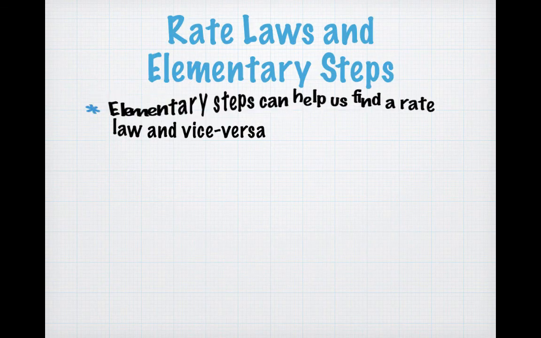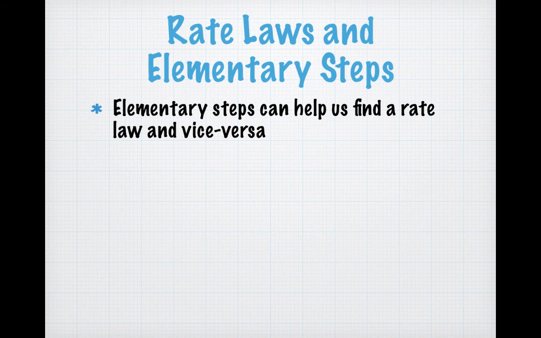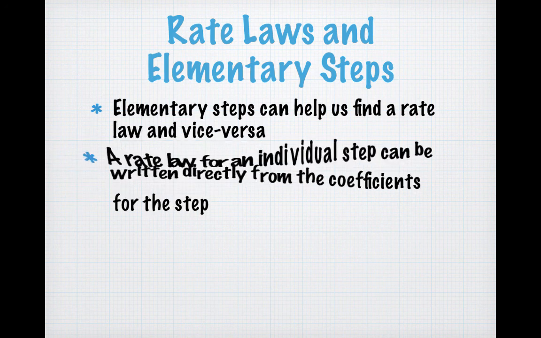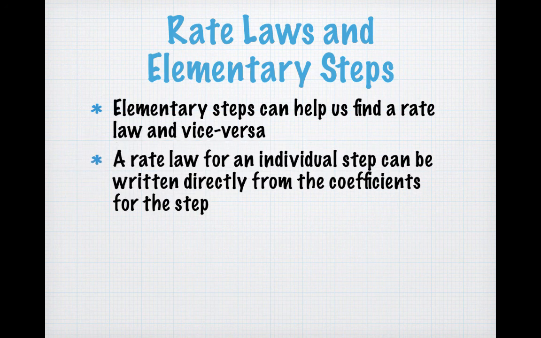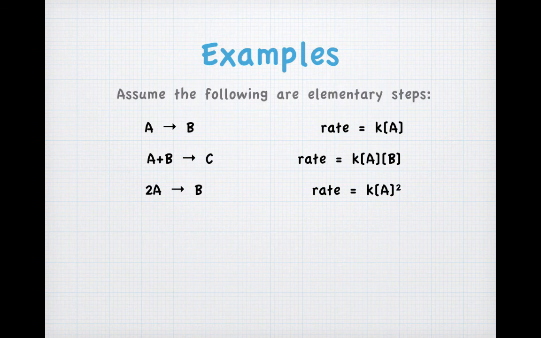I start off talking about rate laws and elementary steps. So elementary steps are things that can help us find a rate law, and vice versa. A rate law can help us determine an elementary step in a mechanism. Now, when we have a proposed mechanism, we can write a rate law for each individual step in that mechanism, and we can do that directly from the coefficients for the different reactants in that step. This is not something that we can do for an overall reaction, but we can do it for an elementary step. Let's take a look at some examples here.